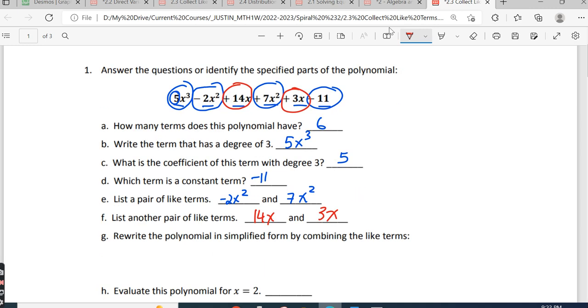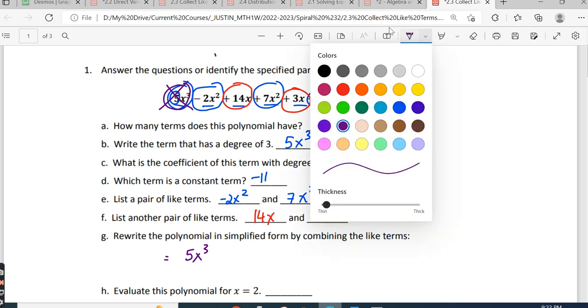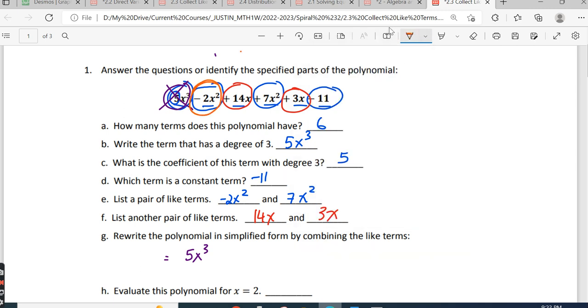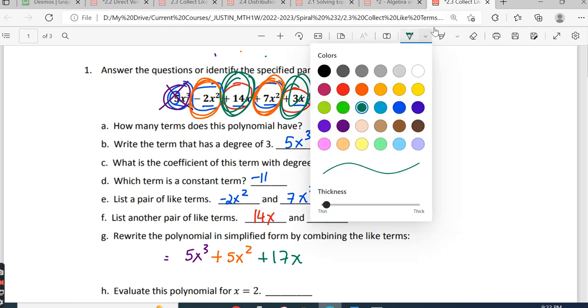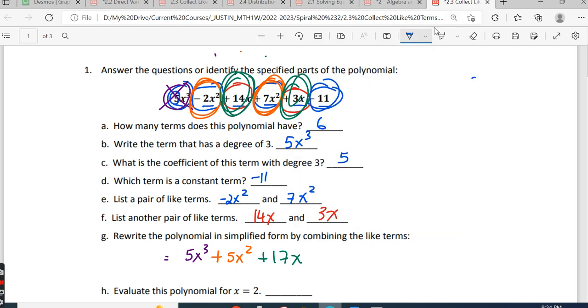Rewrite the polynomial by collecting like terms. Looking at this, I'm going to start with 5x cubed. Is there any other x cubed? Nope. So I can cross this off and write 5x cubed. Then I'm going to look at negative 2x squared plus 7x squared. What's negative 2 plus 7? That will give me plus 5x squared. And then I'm going to look at 14x and 3x, which will give me 17x. And then last but not least, we have just a number on its own, which is negative 11.